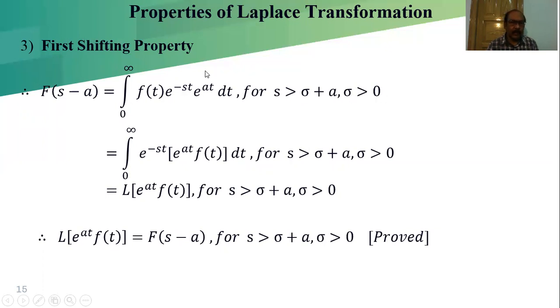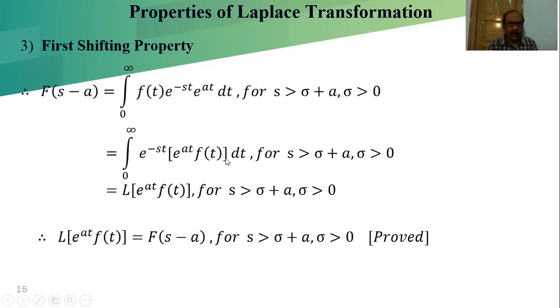Now e to the power minus (s minus a)t we can break into two parts, e to the power minus st and e to the power at. So you can write here e to the power minus st and e to the power at f(t) dt for s greater than sigma plus a and sigma greater than 0.